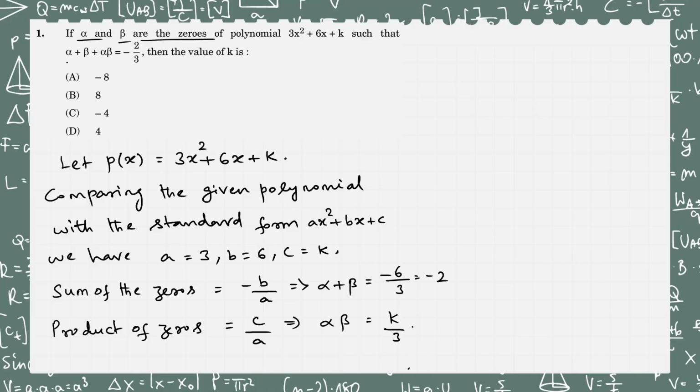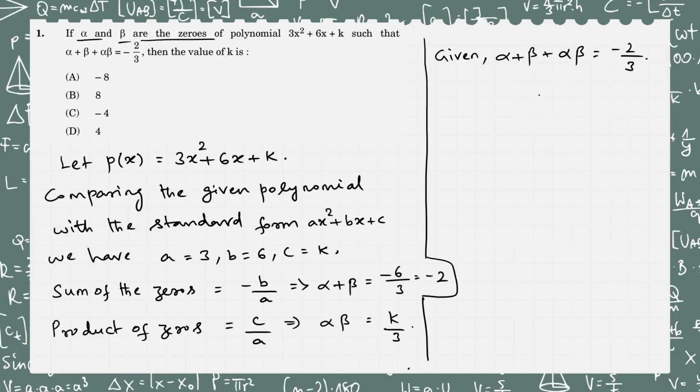Now let us look at the given thing. Given alpha plus alpha beta equal to minus 2 by 3. That implies these two we can combine together and this we can keep separate. Alpha plus beta we already found and kept it like minus 2 plus alpha beta is k by 3 equal to minus 2 by 3. So we can take this minus 2 to the other side. So k by 3 equal to minus 2 by 3.